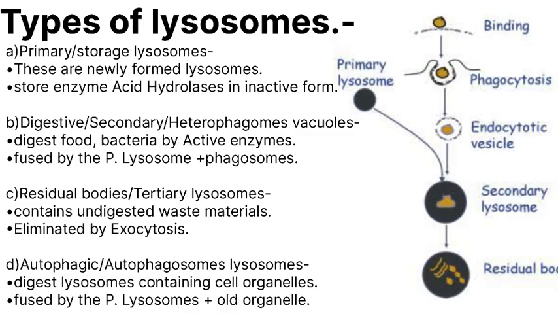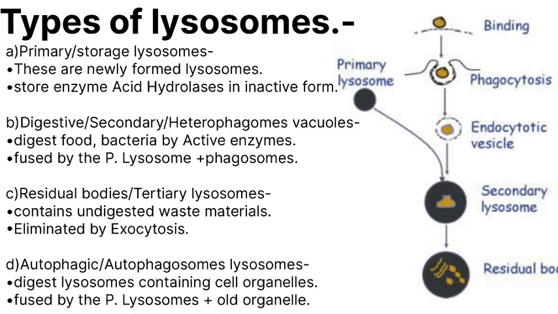So let's see them. Primary lysosomes, or the storage granules, are small membrane-bound vesicles which are freshly formed from the Golgi body. As these are newly formed lysosomes, they store the acid hydrolase enzymes only in the inactive form, and they are not yet involved in any kind of digestion.